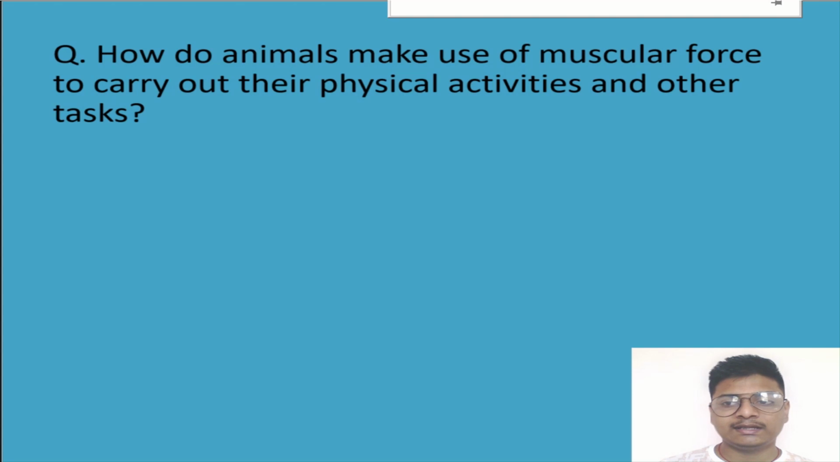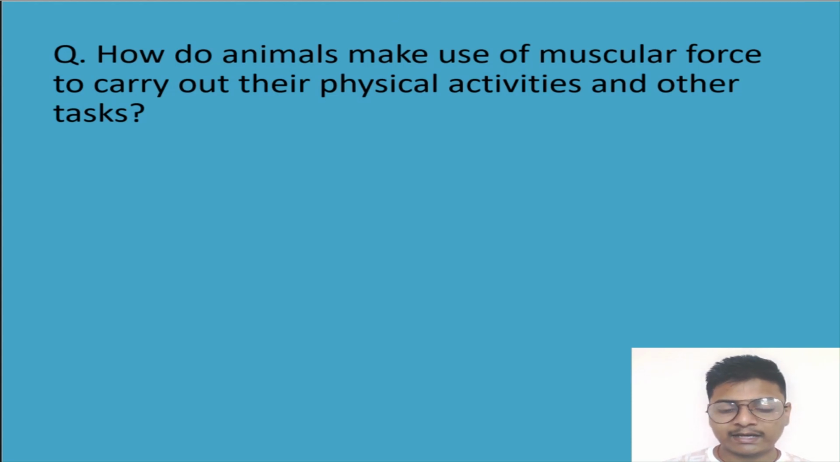You all have seen a bullock cart. Why do we use a bullock cart? We use a bullock cart to carry large quantities, like we usually load hay, dry grasses, and many things like that in the bullock cart, and that is pulled by the bullocks. And what are these bullocks doing? They are applying muscular force. That's why they are able to carry this.